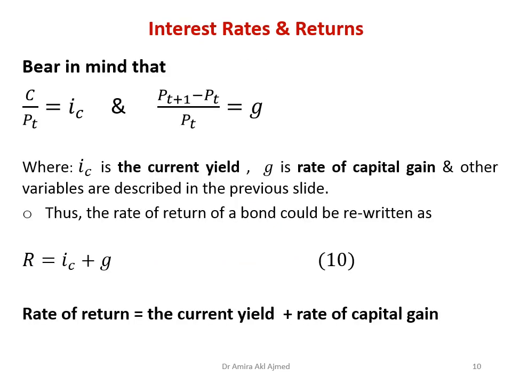The return formula in equation 9 shown in the previous slide could be rewritten using two separate terms. The first term is the current yield, which is the coupon payment over the purchase price, whereas the second term is the rate of capital gain, that is the change in the bond's price relative to its initial purchase price. Therefore, the return formula is expressed in equation 9, which tells us that the return on a bond is the current yield plus the rate of capital gain, as mentioned earlier.